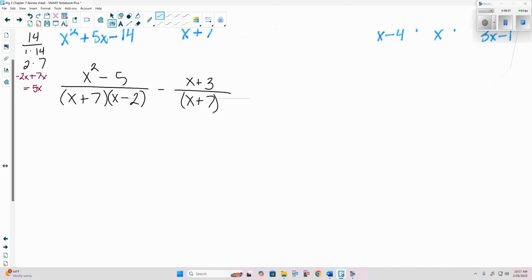But the one on the right is missing a factor of what? X minus 2. So here, to get the denominators to be the same, we're going to have to multiply the top and bottom of this expression, the one on the right, by x minus 2. We don't have to do anything to the one on the left.